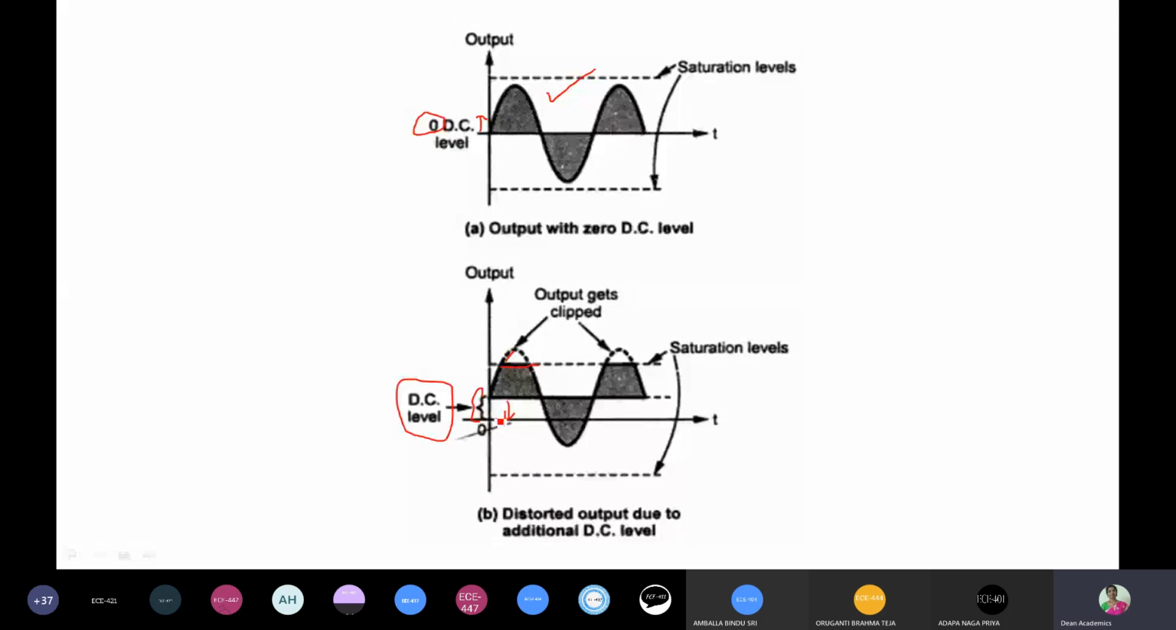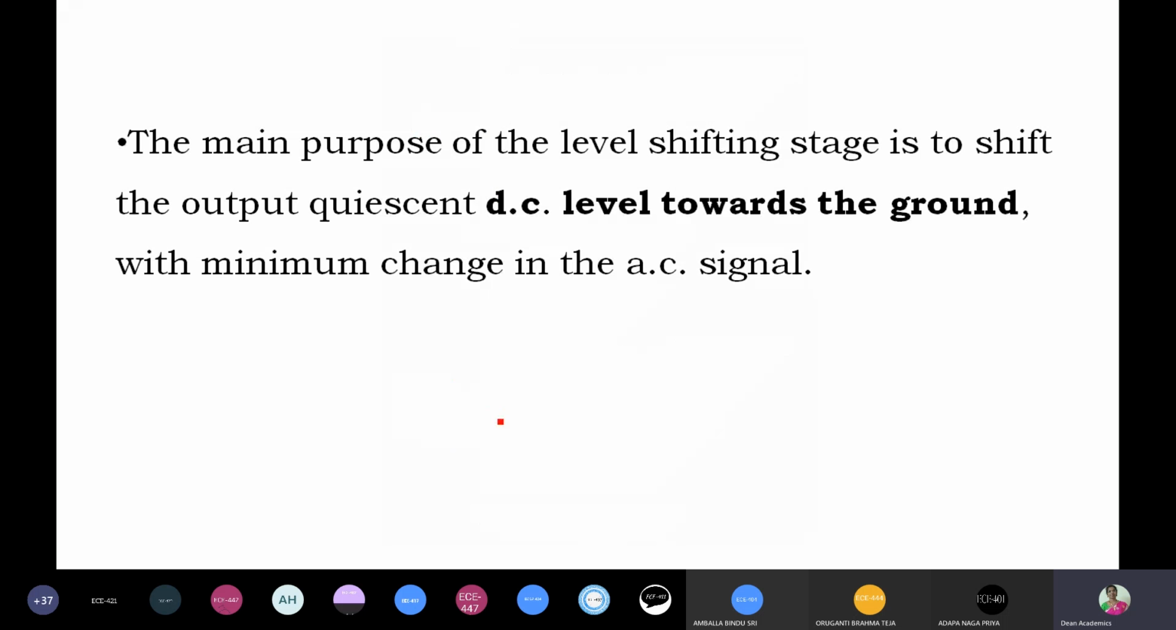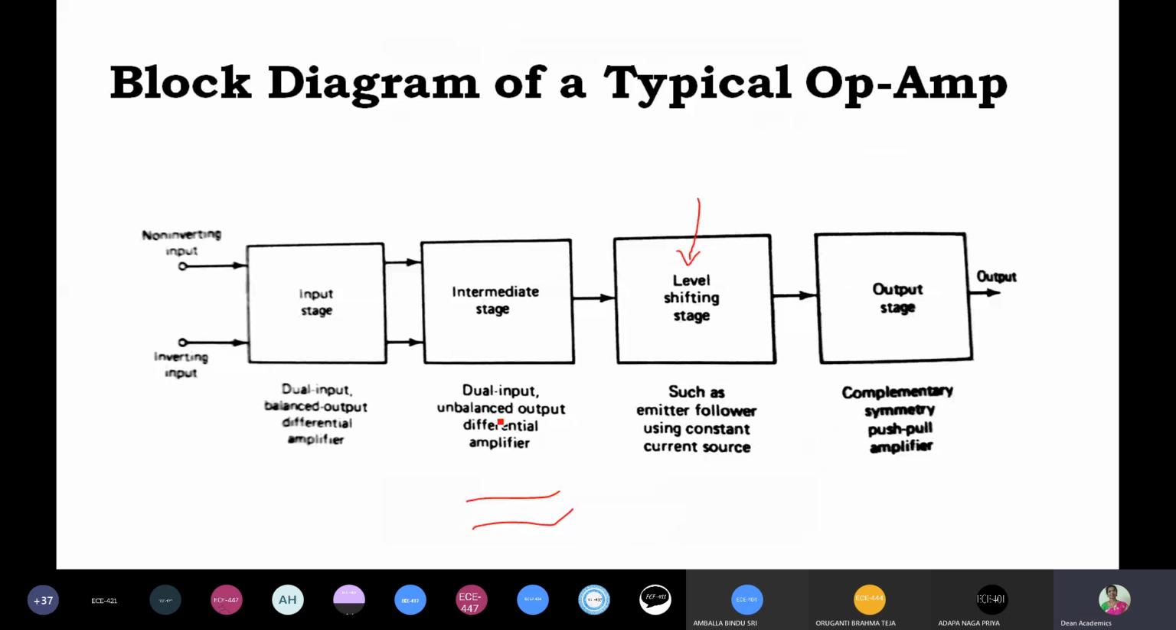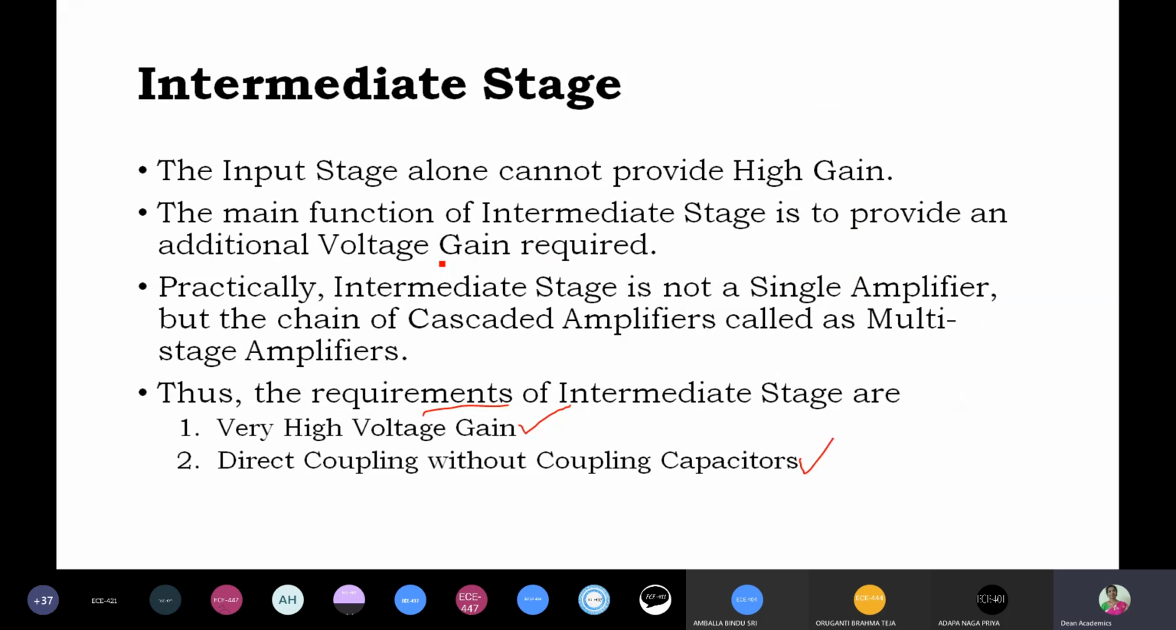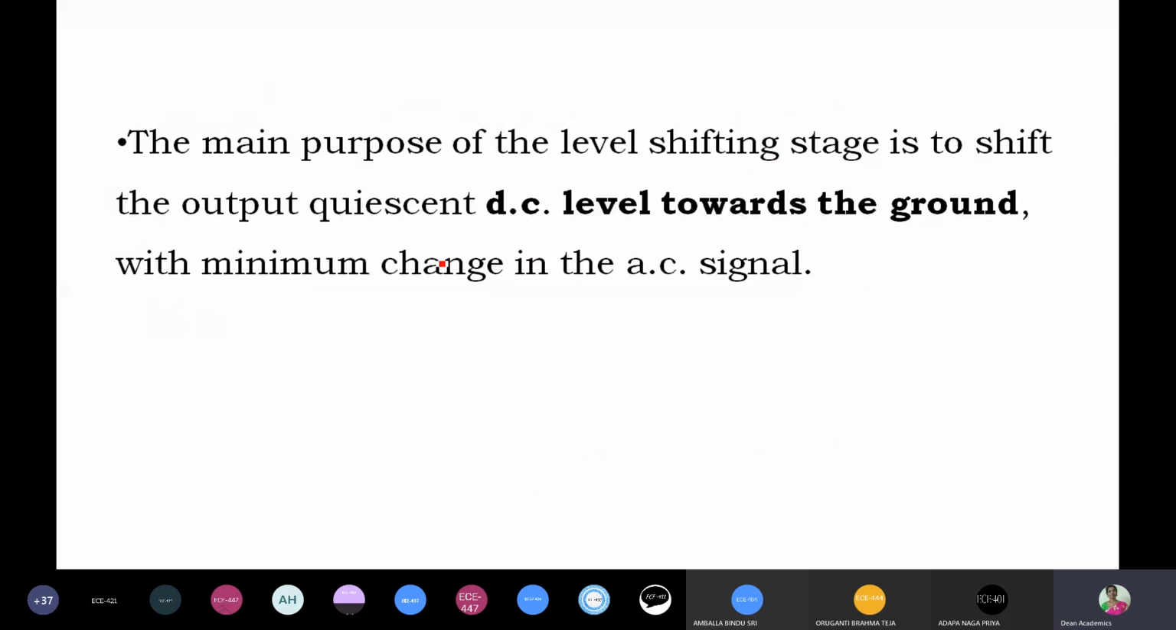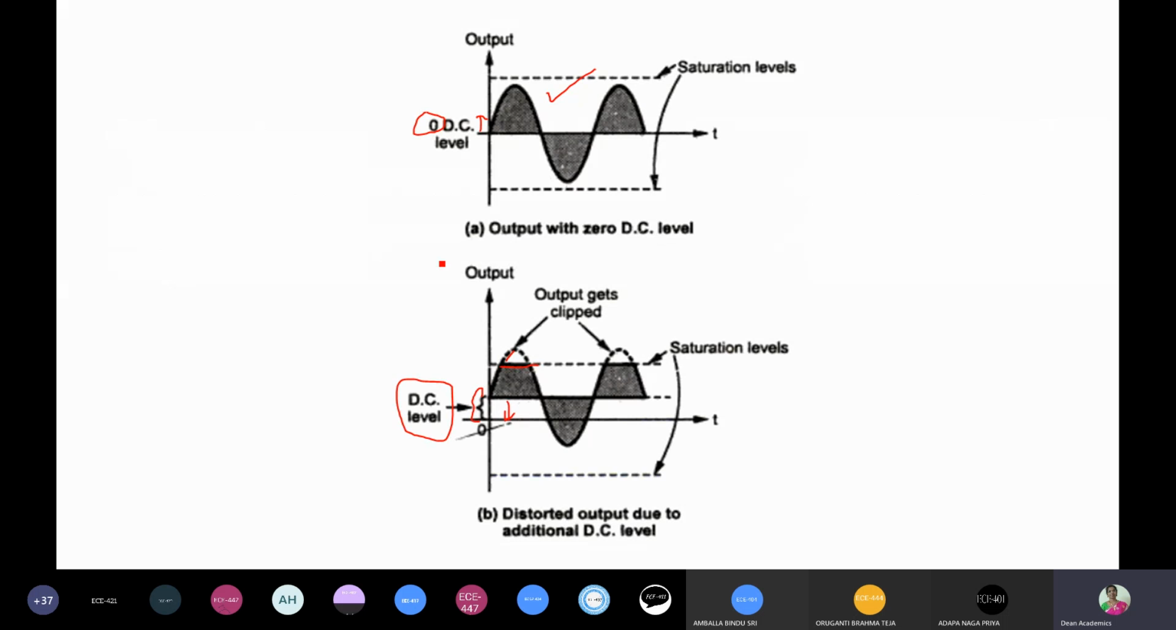So at the output of your intermediate stage, if you connect a level shifting stage, what will happen? You just see. This is the output of the intermediate stage. Here, if you connect a level shifting stage, there will not be any amplification. Only the DC level shift will be shifted down, and the effect of this DC voltage will be eliminated, and that will be given to the next stage. That is what we are planning to do here, right? So this DC level we'd like to remove.